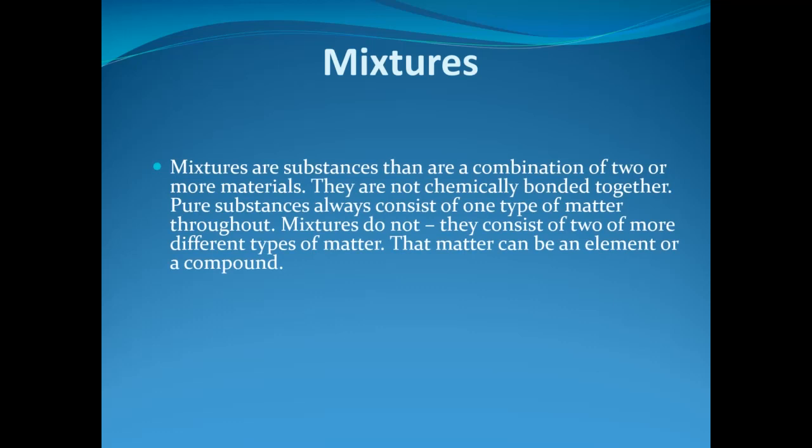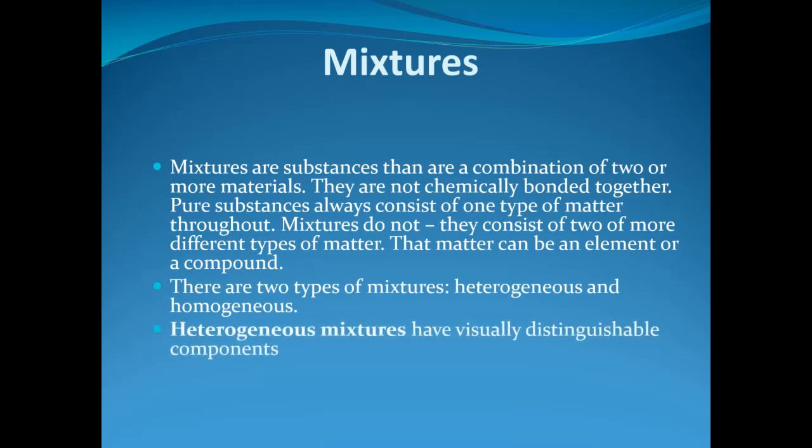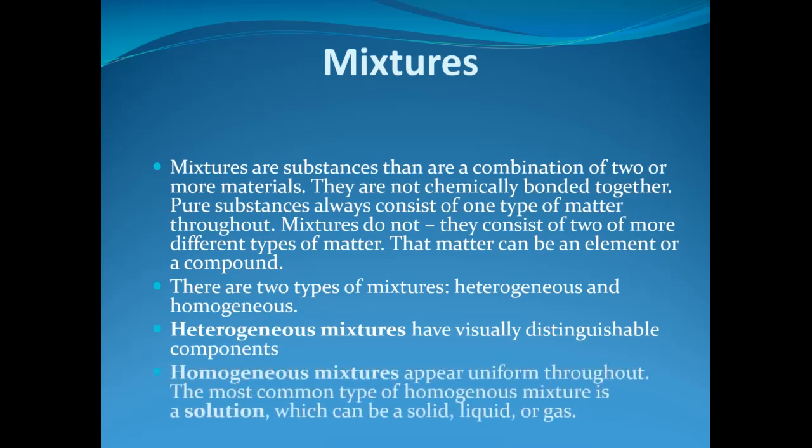Pure substances always consist of one type of matter throughout, but mixtures do not. They consist of two or more different types of matter combined together, and they can either be of elements or compounds. There are two types of mixtures, heterogeneous mixtures and homogeneous mixtures. Now, heterogeneous mixtures have visibly distinguishable components, whereas a homogeneous mixture appears uniform throughout. So solutions are examples of homogeneous mixtures.